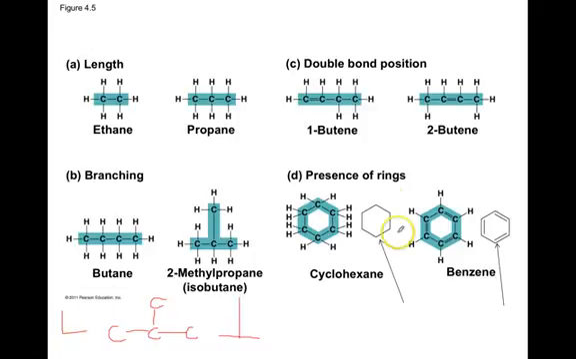Okay. So these are rings. Rings can have double bonds. Straight chains also can have double bonds. Notice that.